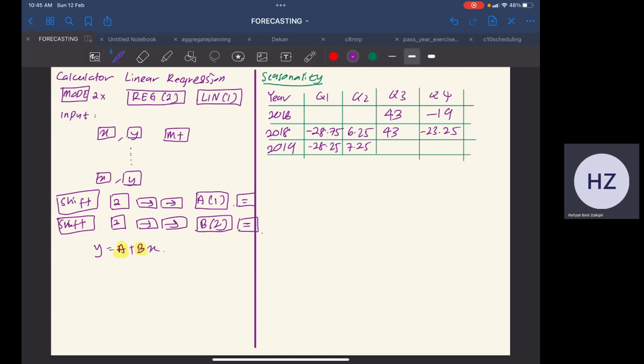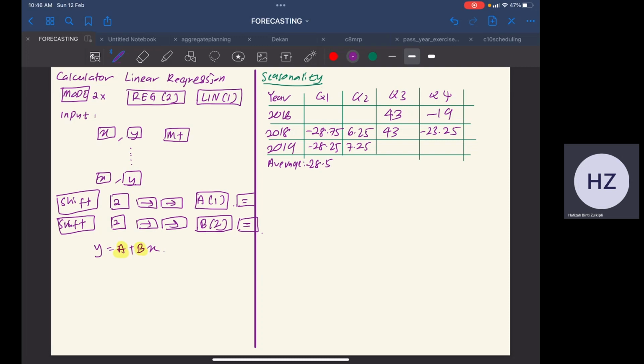Okay, so we need to find the average of this part. For the column of every quarter, find the average of the values. So here negative 28.75 plus negative 28.25 divided by 2. So find the average. This is negative 28.5.